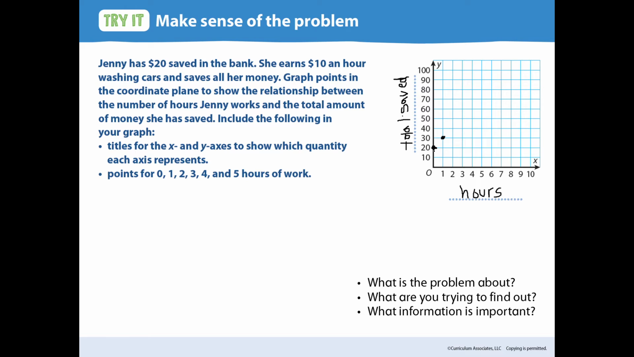So here's 0 hours, and then 1 hour, she gets $10. Another hour, she gets $10 more. And then for 3 hours, she gets $10 more. And 4 hours, she gets $10 more. And 5 hours, she gets $10 more. So we can see the pattern there.